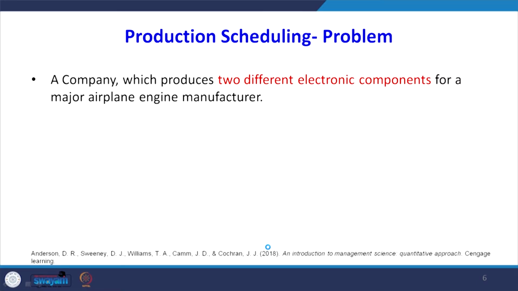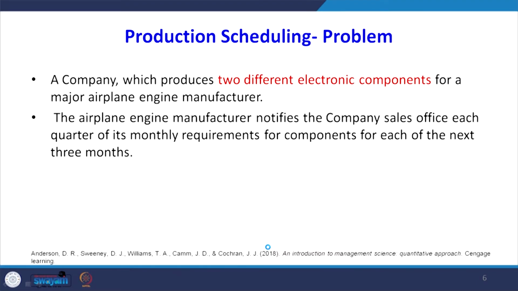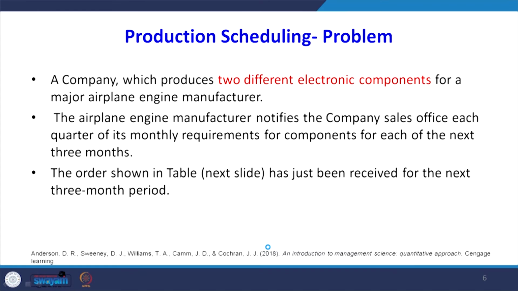We will take one example. I will explain how to formulate a production scheduling problem, then solve it with the help of Solver, and then we will interpret the result. A company produces two different electronic components for a major airplane engine manufacturer. The airplane engine manufacturer notifies the company's sales office each quarter of its monthly requirement for components for each of the next 3 months. So, the company is receiving the order for the next 3 months. The order is shown in the next slide.